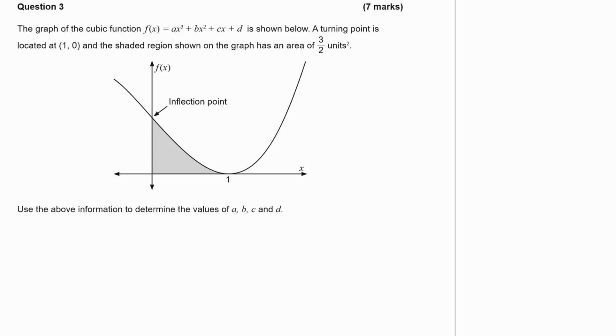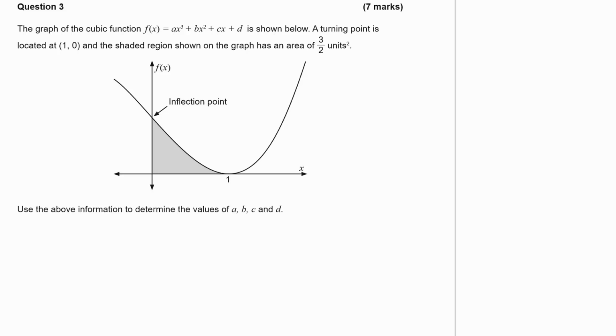The graph of the cubic function f of x is ax cubed plus bx squared plus cx plus d is shown below. A turning point is located at (1, 0), and the shaded region shown has an area of 3/2 square units. We can also see there's an inflection point just there. So let's look at what information we can get here.